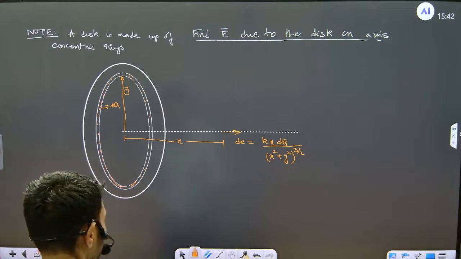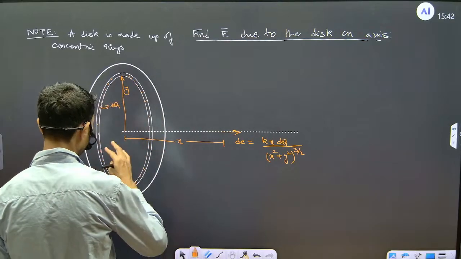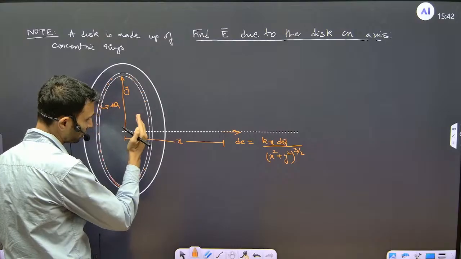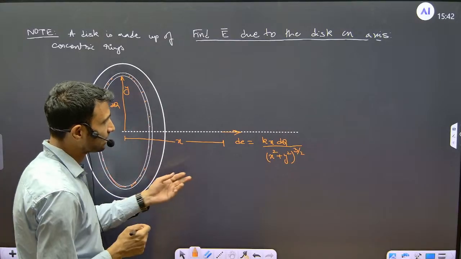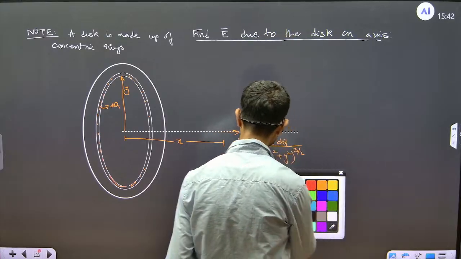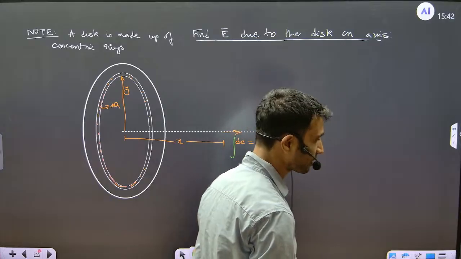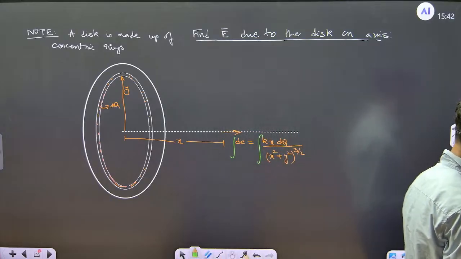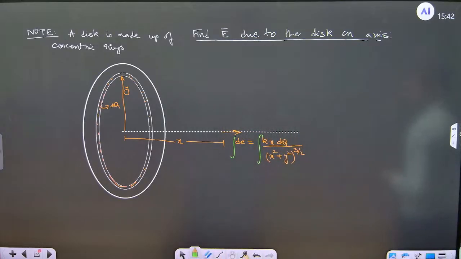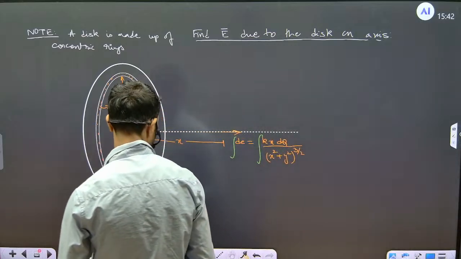To find out total electric field, what we'll have to do? We know this disk is made up of small rings, right? So this is the electric field due to a small ring. So if you want to find out total electric field, of course you'll have to go and integrate it, right? You just integrate it, you will get the total electric field at this point due to the entire disk, right? And let's see how to do that.